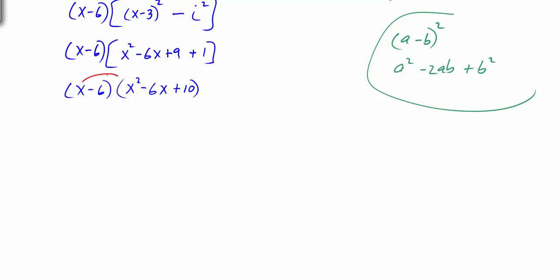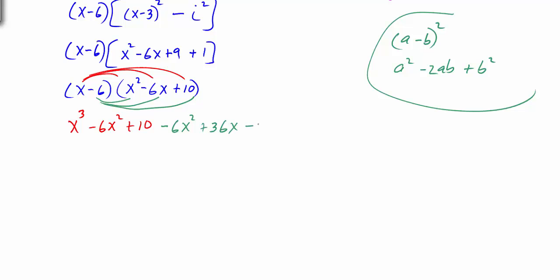So we're going to distribute the x to each piece. So we would have x cubed minus 6x squared plus 10x. And then we'd come back and distribute the negative 6. And we have a negative 6x squared, a positive 36x, and a negative 60. And if we combine our like terms, we only have one x cubed. We have a negative 6x squared, a negative 6x squared, so that's a negative 12x squared.